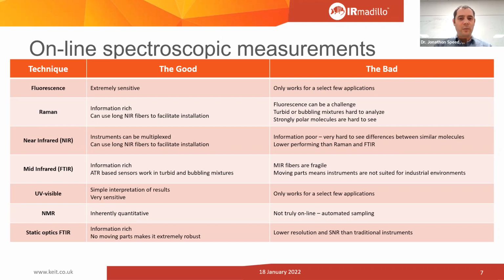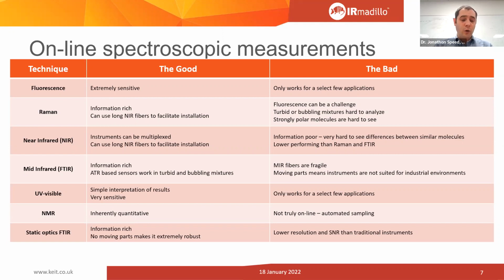So trying to differentiate molecules that are quite similar, like a sulfate and a sulfite, near infrared can't really do that very well. Whereas mid infrared can. So mid infrared gives you much more information. But the problem is traditional mid infrared instruments are very fragile and they're not really suitable for the manufacturing space. The instrument I'm going to talk about today has overcome that. It's the static optics FTIR you can see at the bottom, and I'll come on to that in a second. But mid infrared, very information rich, traditionally very fragile. Near infrared, information poor, traditionally quite robust. So unfortunately, you don't get either that you want with those two techniques.